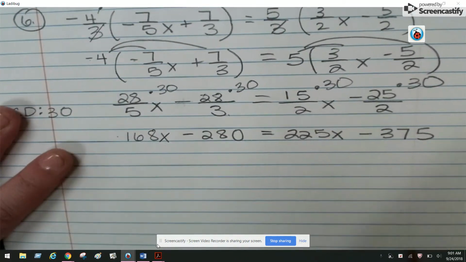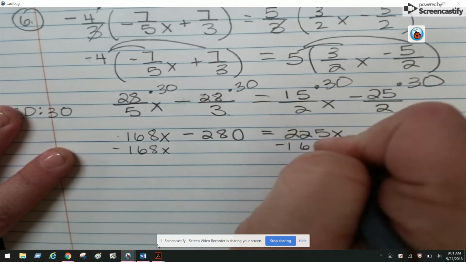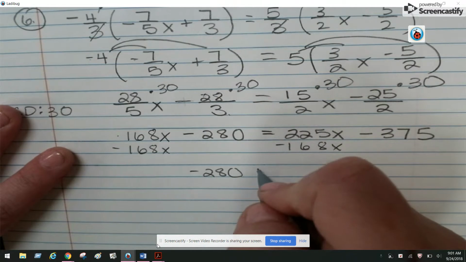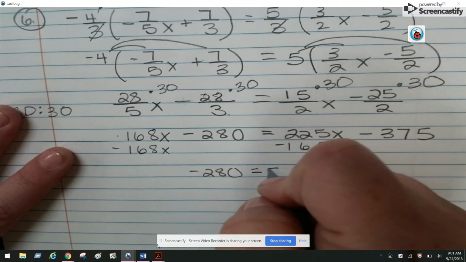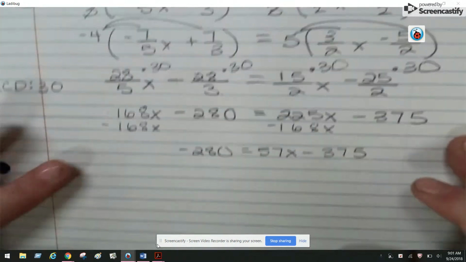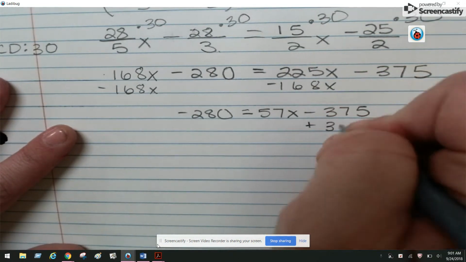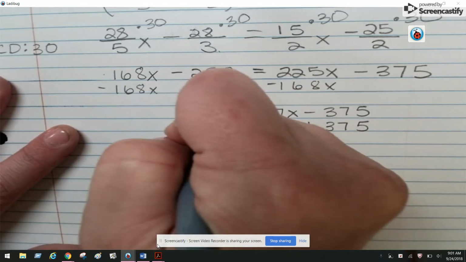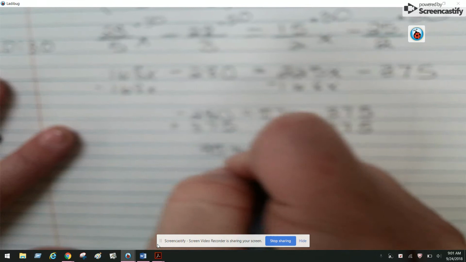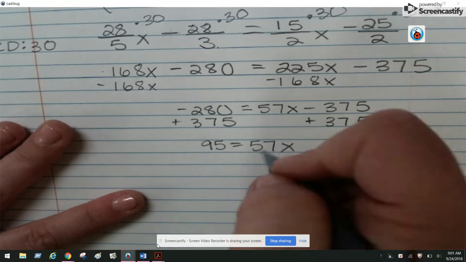Okay, now obviously we want to subtract 168x from each side. So I'm going to get negative 280 equals 57x minus 375. We want to get this 57x isolated, so we're going to add 375 to each side. And we will get 95 equals 57x. Okay, now we want to divide by 57.